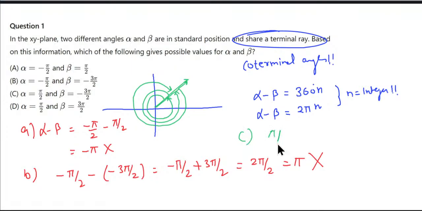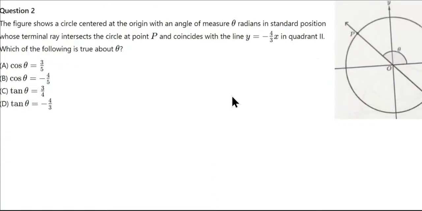Let's talk about option C. Option C is pi over 2 minus 3 pi over 2. I think we have a winner. This is pi over 2 plus 3 pi over 2, and this is 4 pi over 2. And 4 pi over 2 is just 2 pi. So that's our answer. That's what we want, right? 2 pi or a multiple of 2 pi. So our answer is option C. Hope this makes sense. Let's move on to the next question.